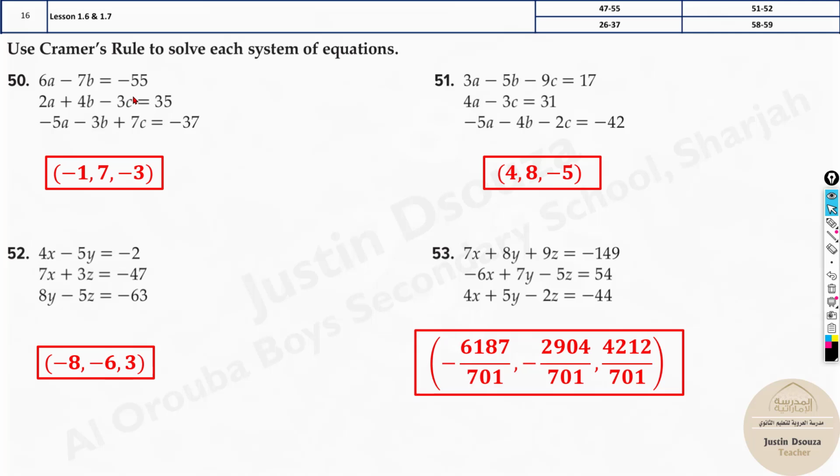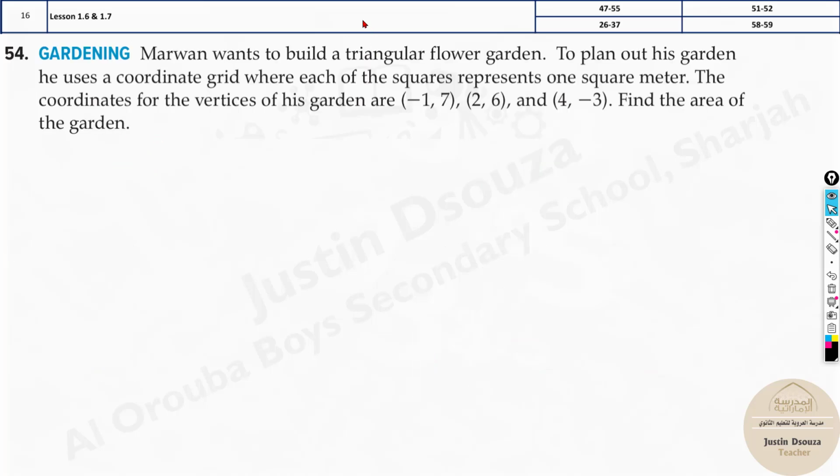You can also use your calculator, modify 2 and solve them. But since they have clearly mentioned it's Cramer's rule, you need to make sure you use the Cramer's rule. Coefficient matrix, this matrix, and then solve it up. Here we have another problem.